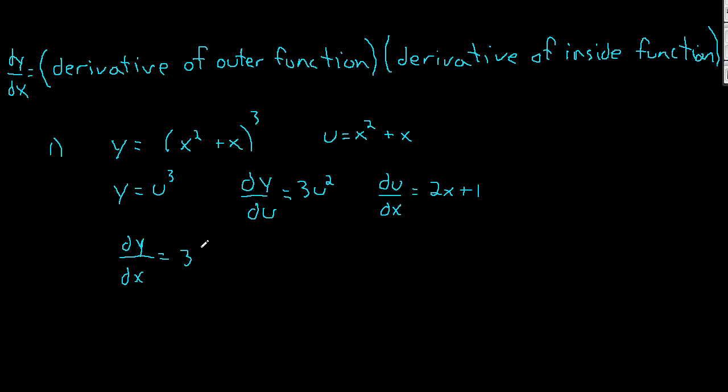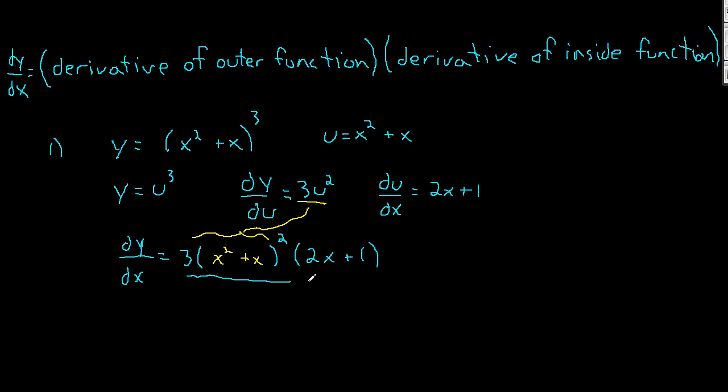Now, I want to make note of something. I really have a 3u squared here, I have an x here. I don't want u's in my final result. So what I'm going to do is write in what u actually is. And u is really x squared plus x. So this right here is really this thing. That is 3u squared. Now we're going to multiply by du dx, which is 2x plus 1. And there you have it.